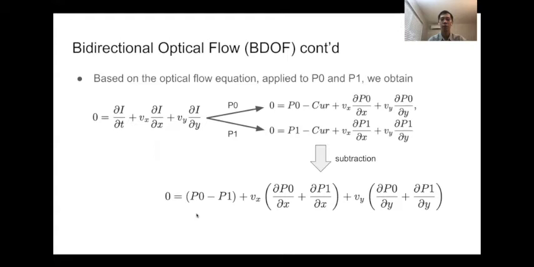So this equation is defined per pixel, but in practice, we can define it for each 4x4 or 8x8 subblock. So if we consider a 4x4 subblock, there are 16 pixels. So there are 16 equations like this and 2 unknown variables, Vx and Vy. In this way, we can solve a least square solution to get the fine motion.